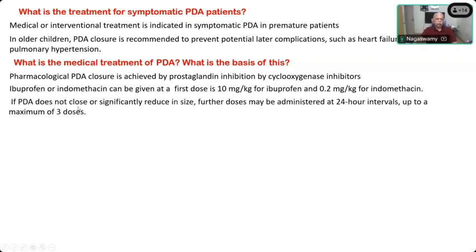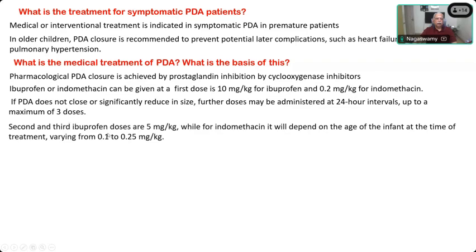And if PDA does not close or significantly reduced in size, further doses may be given at 24-hour intervals, up to a maximum of 3 doses. Second and third doses are 5 milligram per kg for ibuprofen, while for indomethacin it will depend on the age of the infant, and it may vary from 0.1 to 0.25 milligram per kg.